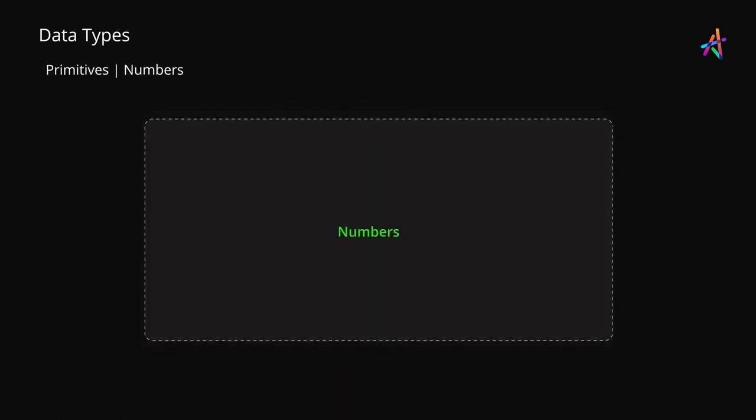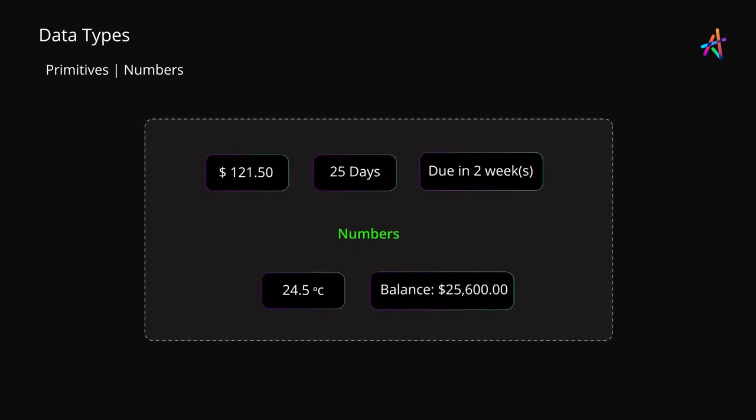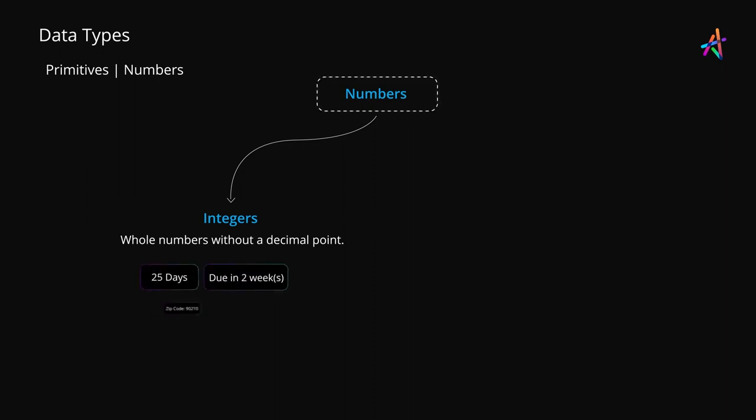First up are numbers. So everything from cost of a product, number of days and weeks, temperature, number of emails in your inbox, the amount of money in your bank, your credit card number, all of these are examples of numbers. Numbers are often broken down into two or more discrete types. For example, integers are whole numbers that do not include a decimal point. These are great for expressing the components of a date, such as the day, month, year, your area zip code, phone numbers, bank account numbers, and so on.